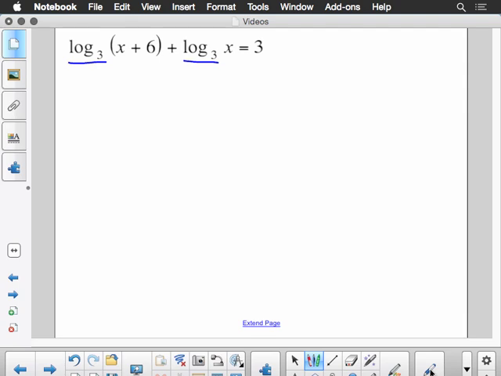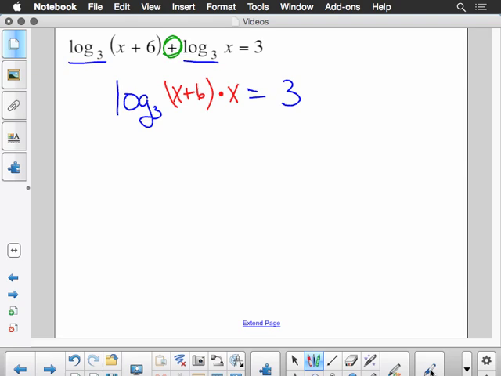So what we're going to do is, again, look at the fact that we have log base 3 for both of those. Now, we don't have it on the right side, but that's okay, because we can take care of that. We also have a plus in between the two logarithms, which means we are going to end up multiplying those two things. So I'm going to write this as a single logarithm on the left, log base 3 of x plus 6 times x, and that is going to equal just a plain old 3.